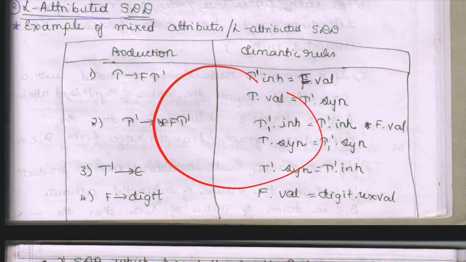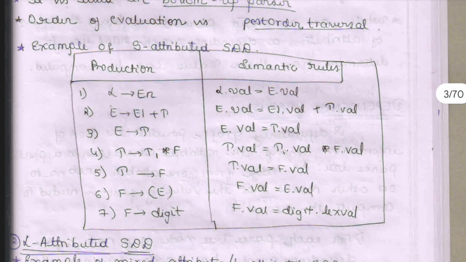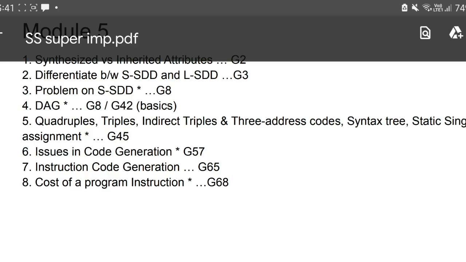Okay, and this is the table which you have to make if they ask you the definition. Then we have the problems on SDD, DAG and quadruples, triples, and indirect triples, three-address code, syntax tree, static single assignment. For this one question is there, and for DAG also I will discuss one question. Problem SDD 1 question, and instruction code generation 2 or 3 questions, cost of program 3 questions.